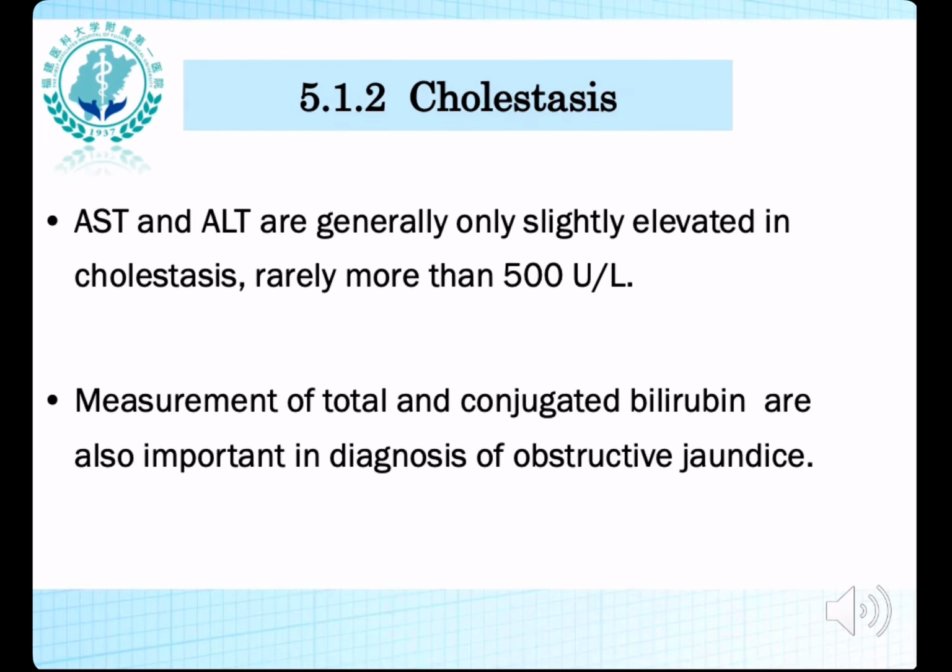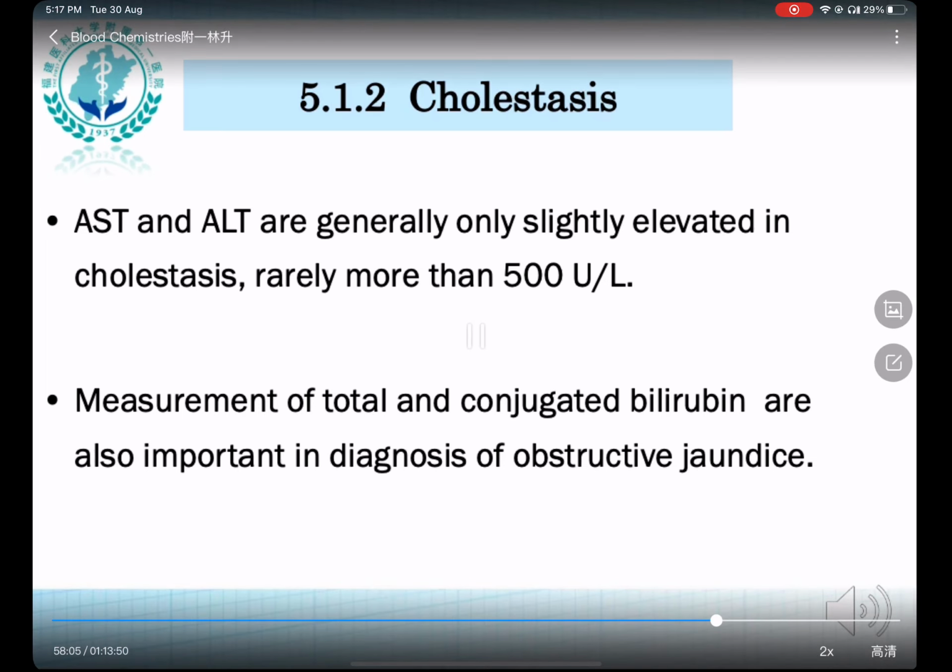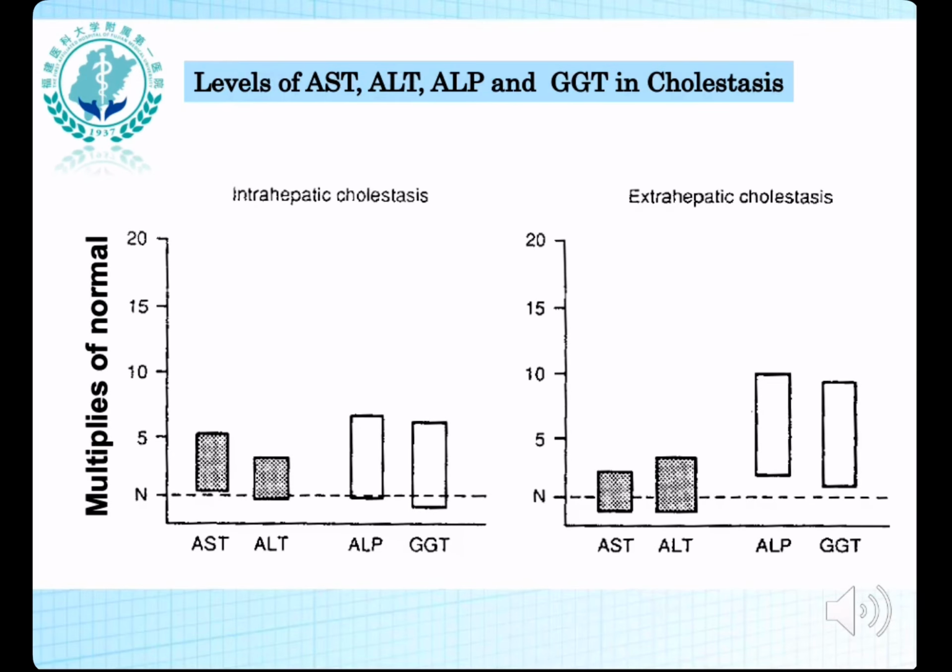And the levels of AST and ALT are generally only slightly elevated in cholestasis, rarely more than 500 units per liter. Measurement of total and conjugated bilirubin is also important in diagnosis of obstructive jaundice. And this picture shows the levels of AST, ALT, ALP, and GGT in cholestasis. Unlike the levels in hepatitis, here the levels of ALP and GGT are obviously higher than the levels of AST and ALT. So, ALP and GGT are more specific for cholestasis.